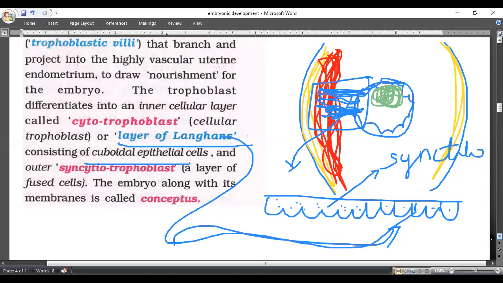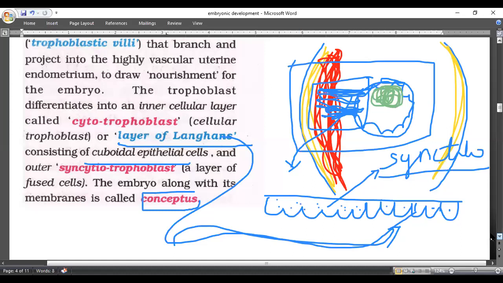And the outer syncytiotrophoblast, a layer of fused cells. You can see here the cell membranes are not present. Cell membranes are absent. Then the embryo along with its membranes is now called the conceptus. Now the embryo along with all these membranes is considered as conceptus. The total process we call implantation.